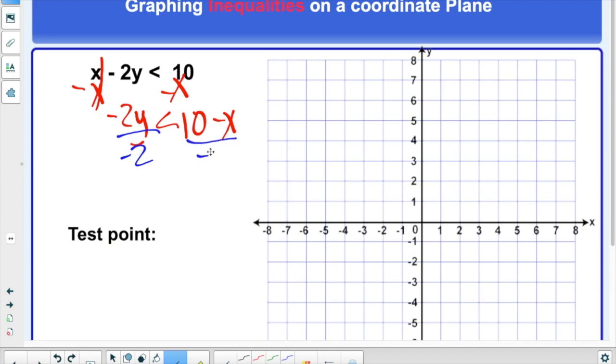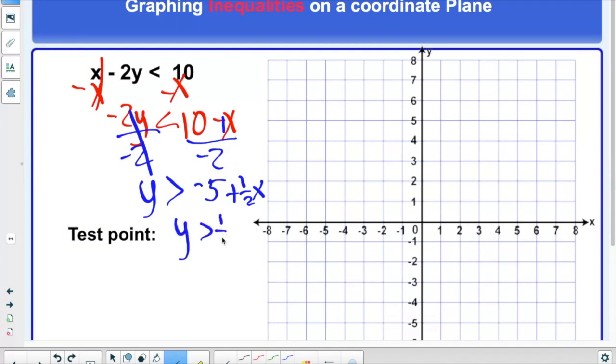So here, since I divided by a negative 2, I'm going to flip it. y is greater than 10 divided by negative 2, which is negative 5. And then negative 1 divided by negative 2 is going to be positive 1/2 x. If you want to rewrite it, y is greater than 1/2 x minus 5.